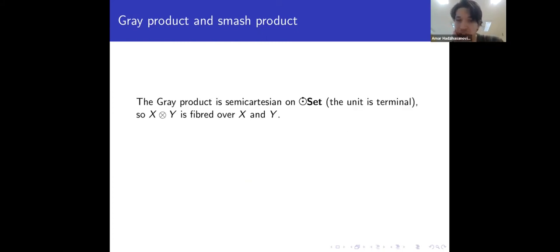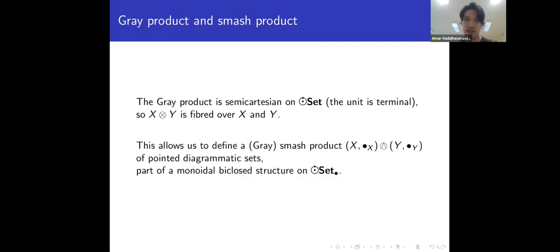So now this Gray product on diagrammatic sets is not a Cartesian product again, but it is semi-Cartesian, in that the unit object is the terminal diagrammatic set, which is the point. So this is enough to have that the Gray product of x and y is fibered over both x and y, because we can project away both of them, and this allows us to mimic the definition of the smash product and have a Gray smash product of pointed diagrammatic sets, and that's going to also be part of the monoidal biclosed structure on pointed diagrammatic sets.